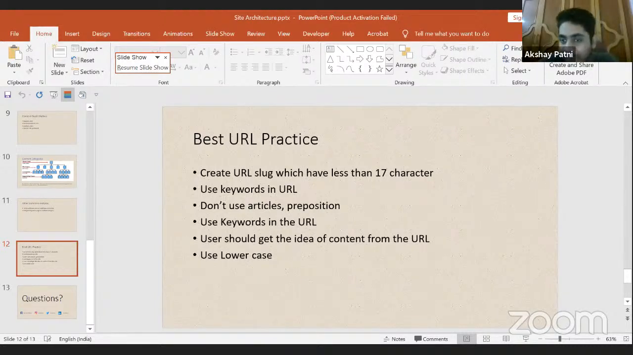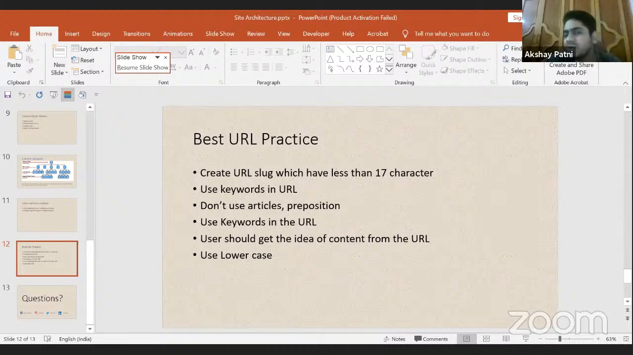Don't use articles and prepositions, because Google completely ignores them. For example, let's say gym instructor in Mumbai. If you have a flat structure, your website is very small, less than 100 pages, and you are choosing a URL structure like gym instructor in Mumbai, here there is no use of "in". Google will ignore that type of keyword. So it's better to ignore the articles and the prepositions from the URL structure, and use keywords as I shared already.